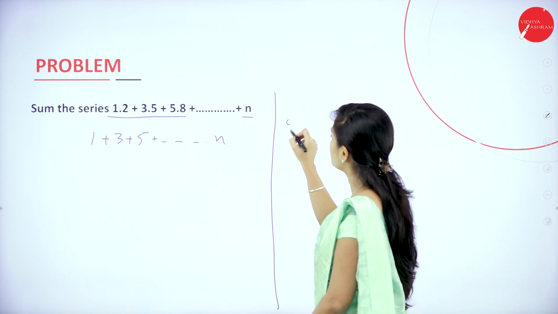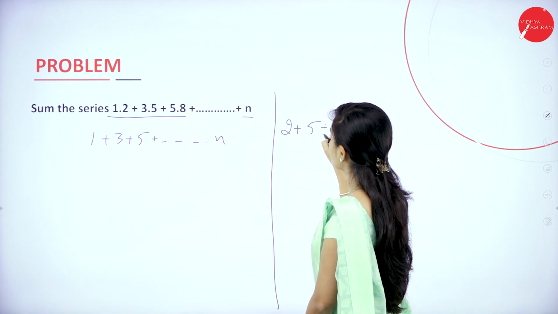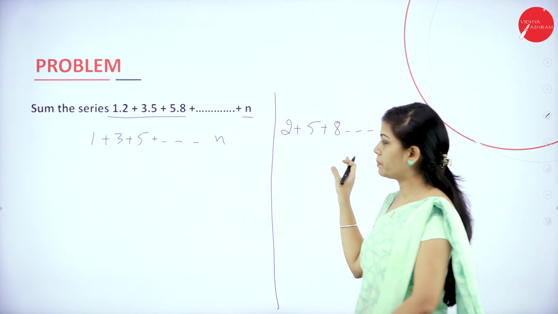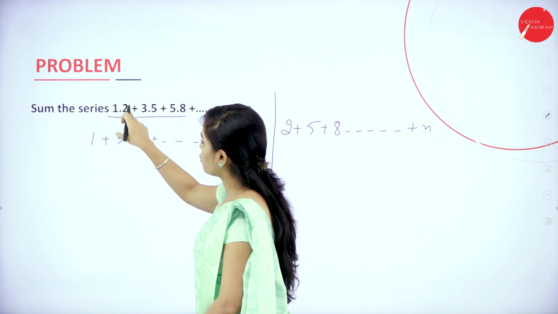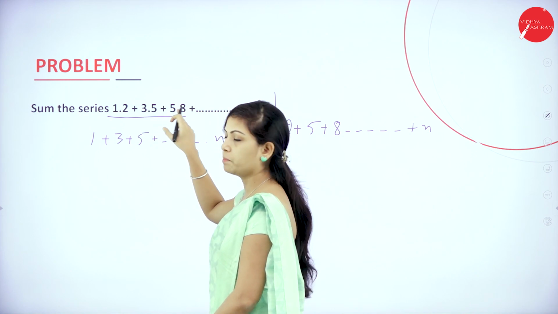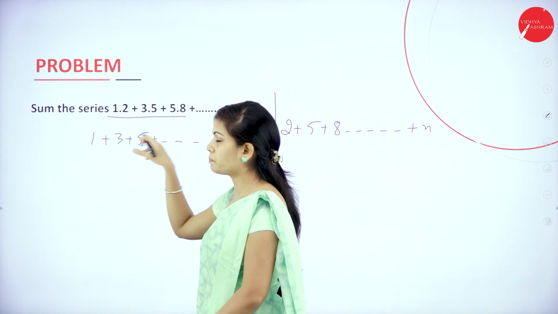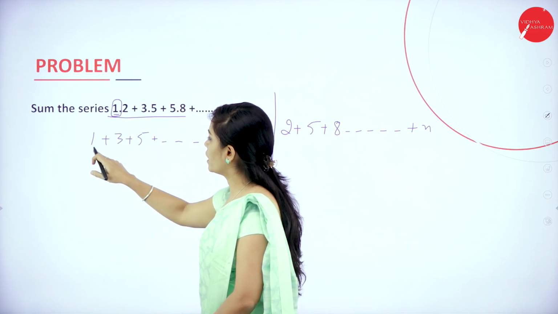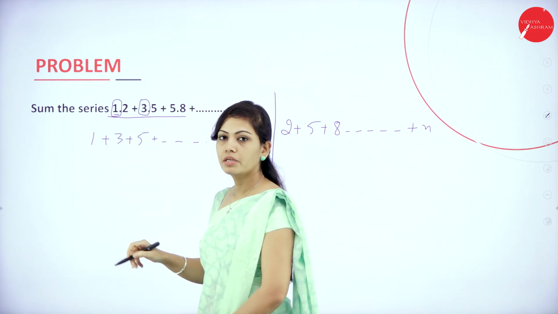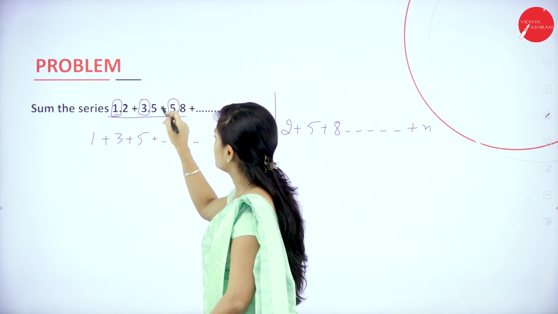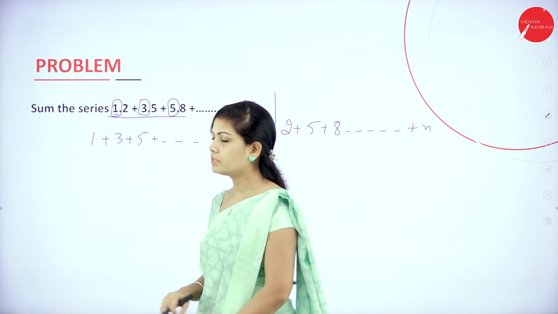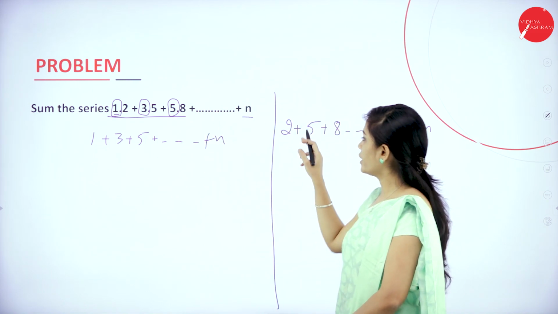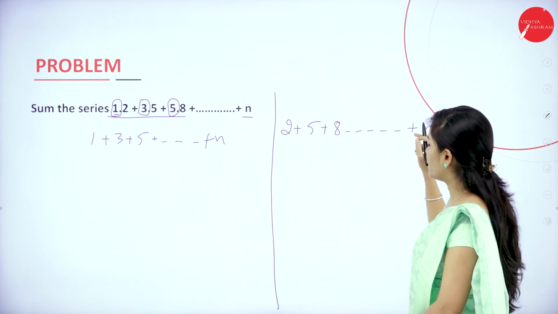Again, I'll take 2 plus 5 plus 8 plus up to n. So I have separated this part: 1.2, 3.5, 5.8. We have the fraction part. I have separated this 1, so the first term is 1, the first term is 3, and the first term is 5, right? So 1 plus 3 plus 5 up to plus n, and 2 plus 5 plus 8 up to plus n.